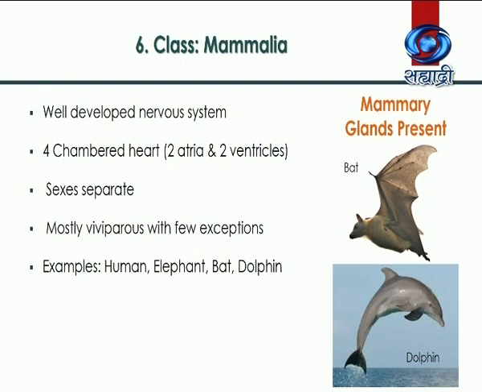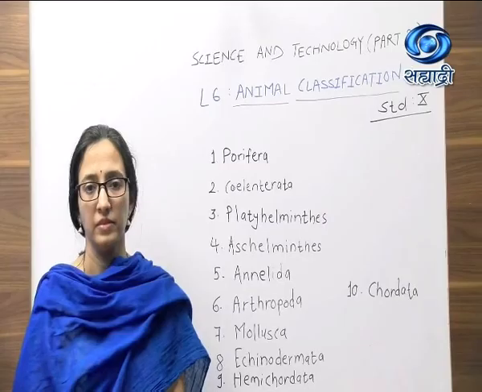Heart is four-chambered, that means with two atria and two ventricles. Sexes are separate and are mostly viviparous with few exceptions. These members are found in variety of habitats, that means polar ice caps, deserts, mountains, forests, grasslands, and dark caves. Common examples are elephant, human beings, kangaroo, dolphin, bat, etc.